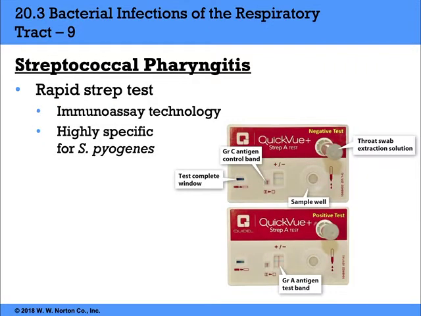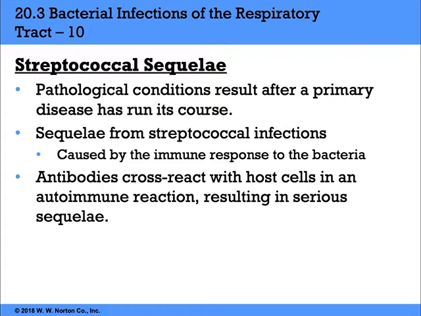Okay. We can do a strep test using an immunoassay that's specific for strep pyogenes. We do a throat swab, and then we check for the presence of strep antigen. Okay, and we get a color change if it is positive. Okay. Where can streptococcal bacteria hide? Where do they go after you have an instance of strep throat?